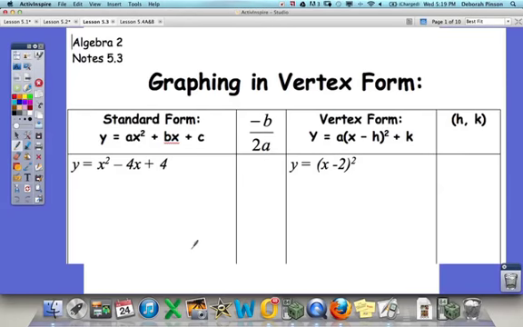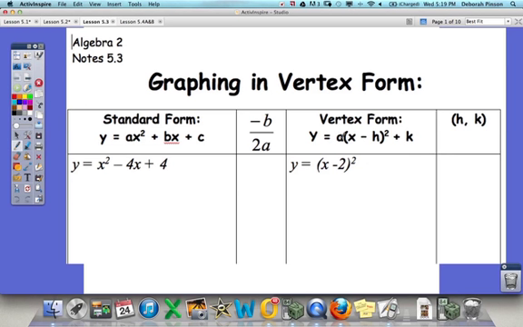So in our last section, we looked at graphing in what's called standard form. I don't believe I called it standard form, but it's y equals ax squared plus bx plus c. To do that, we found the vertex by doing negative b over 2a, did the y-intercept and mirror points and all that kind of stuff. What we're going to look at today is comparing that with vertex form.